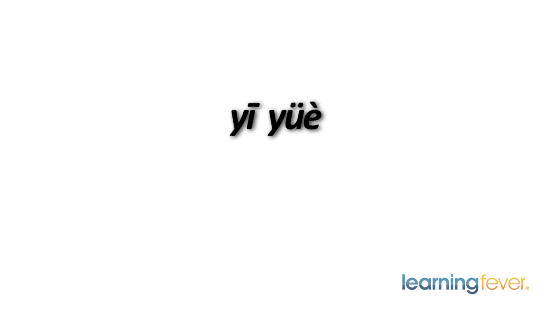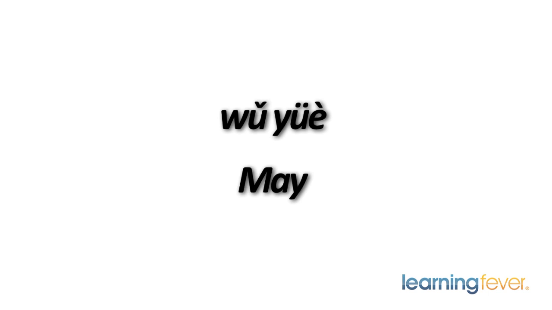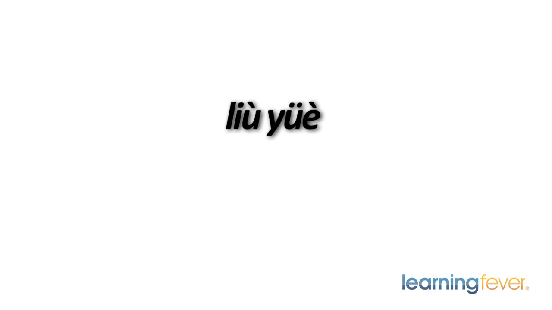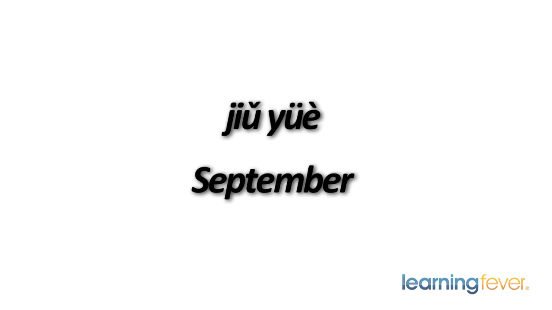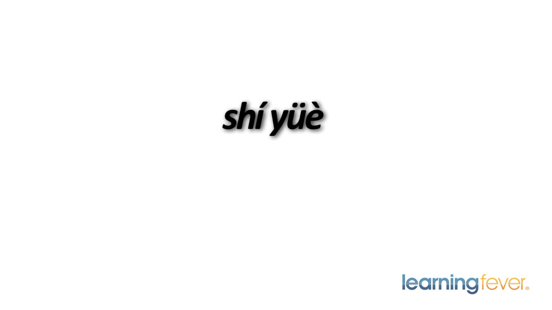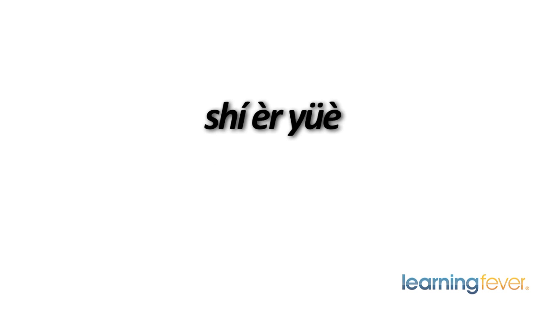1月 January. 2月 February. 3月 March. 4月 April. 5月 May. 6月 June. 7月 July. 8月 August. 9月 September. 10月 October. 11月 November. 12月 December.